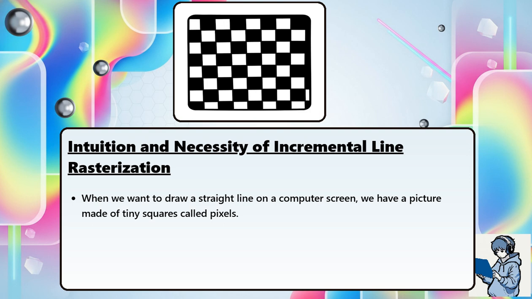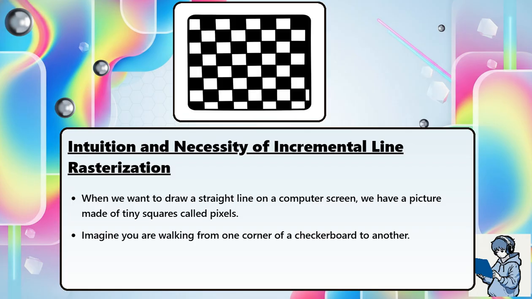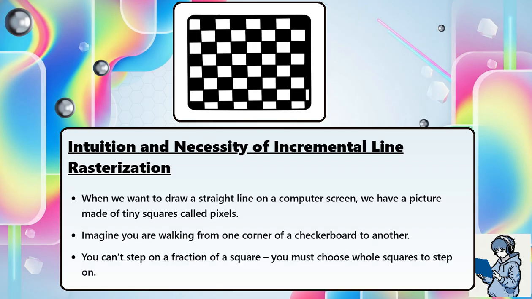When we want to draw a straight line on a computer screen, we have a picture made of tiny squares called pixels. Imagine you are walking from one corner of a checkerboard to another. You cannot step on a fraction of a square, you must choose whole squares to step on.